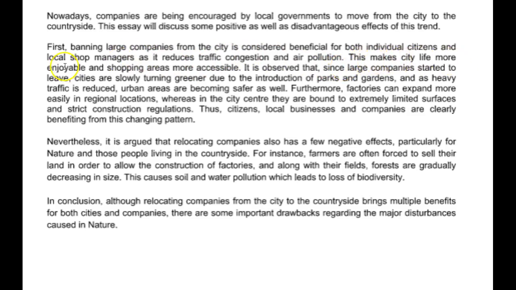This makes city life more enjoyable. I would try not to use makes. Make, do, did, go. They're a little bit informal. They're not quite precise enough for academic writing. So we could say that the consequence of this is that city life becomes more enjoyable and shopping areas more accessible. And here we could say, so what's the key of this sentence?